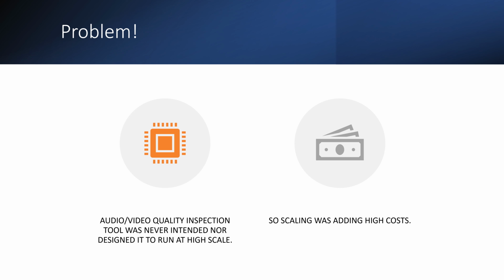Their video quality analysis team at Prime Video already owned a tool for audio video quality inspection. But they never intended nor designed it to run at high scale. Their target was to monitor thousands of concurrent streams and grow that number over time. While onboarding more streams to the service, they noticed that running the infrastructure at high scale was very expensive. They noticed a scaling bottleneck that prevented them from monitoring thousands of streams.